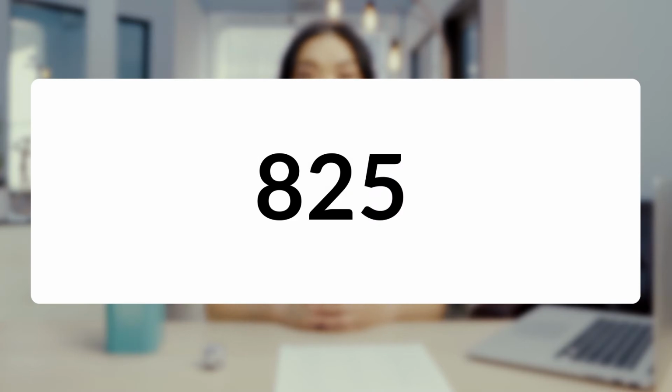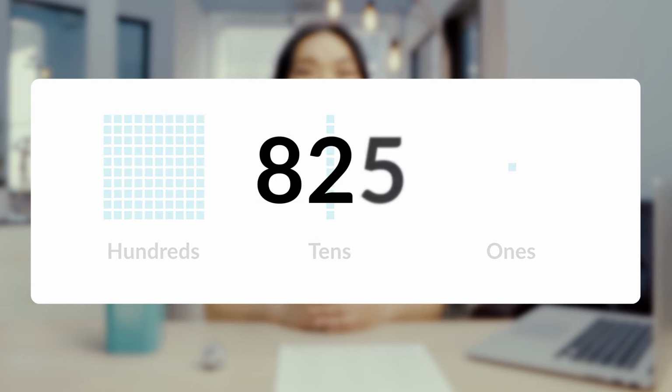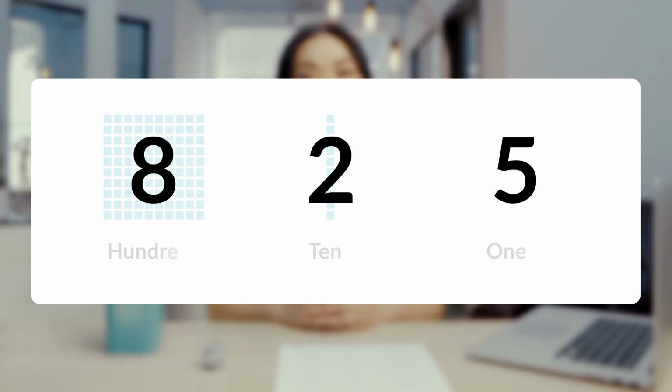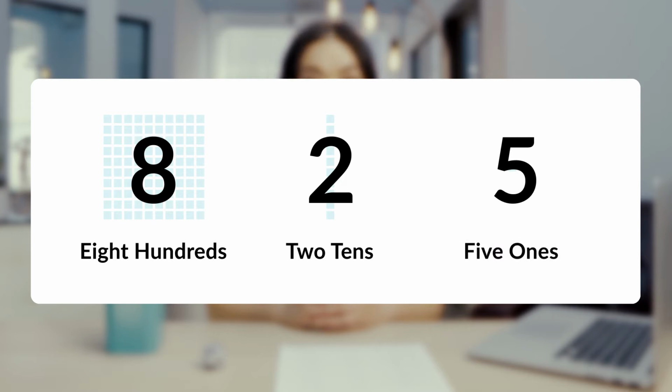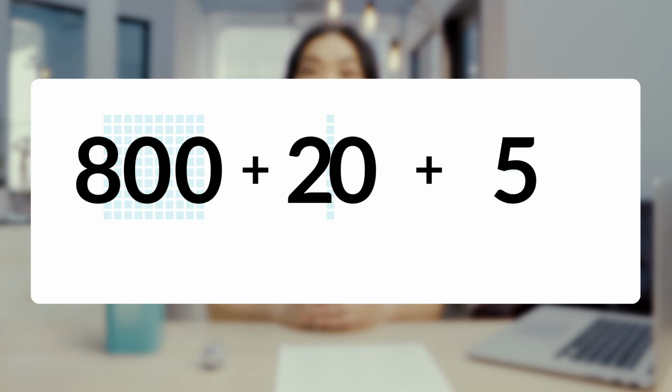Here is the number 825. The number is made up of three different places: the hundreds, the tens, and the ones. To better understand how three-digit numbers are made, you can use expanded form to break them up and show the value of each digit. In the example 825, the 8 is 8 hundreds, the 2 is 2 tens, and the 5 is 5 ones. I can show 825 in expanded form by writing 800 plus 20 plus 5.